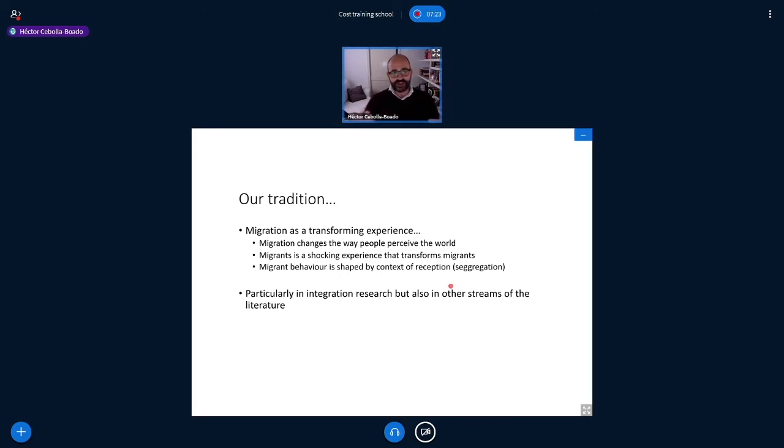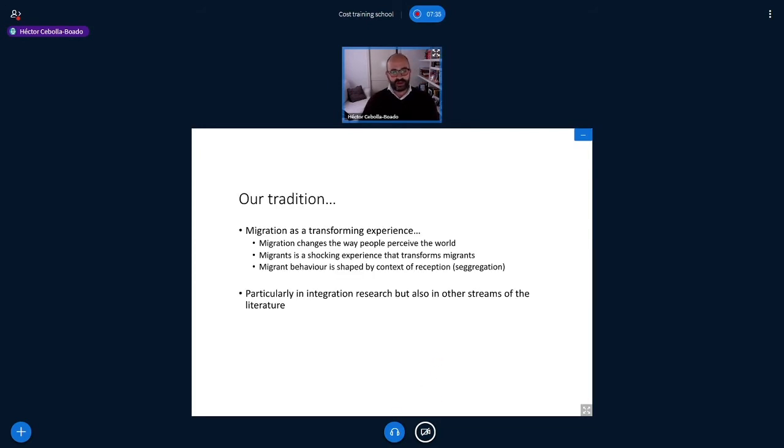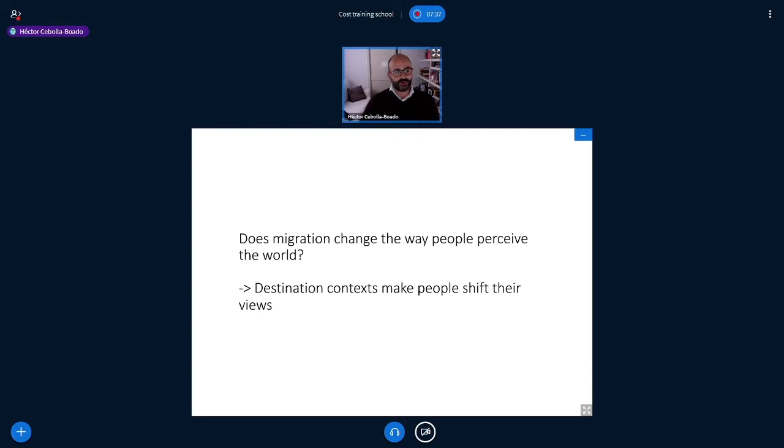I think this is true generally speaking, but it's specifically true for integration research. Let me cover these three different statements first. So, does migration change the way we perceive the world? Unless we actually look specifically at the context in which migration happens, we might not be able to actually fully show whether this is the case or not.